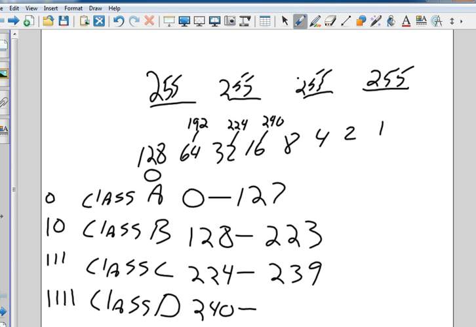Okay, let's go back to Class A. It started with the 0 bit and ended at 127. So how many numbers is 0 to 127? How many physical numbers is that? 128. Now let's go to Class B. We say it's got to be a 1, 0. It started at 128 and it ended at 223. How many physical numbers is that?